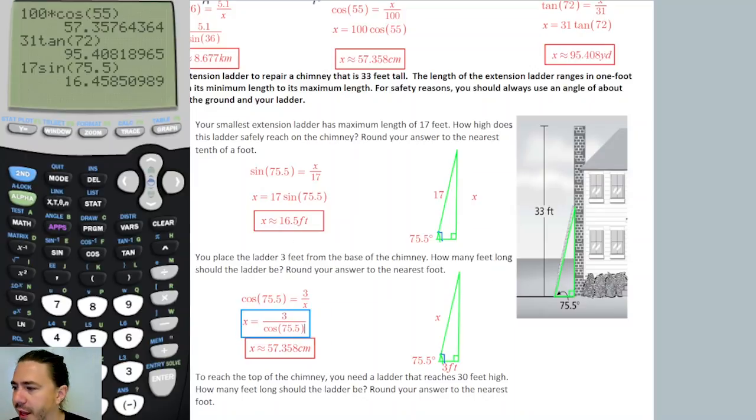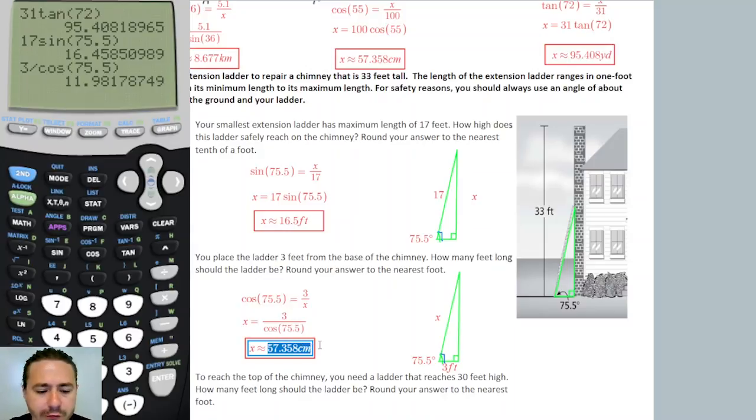And I'll type that in. So 3 divided by cosine of 75.5 would be, let's find out, about 11.98. It says round to the nearest foot, so we're going to say approximately 12 feet.